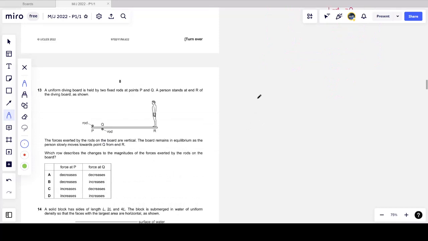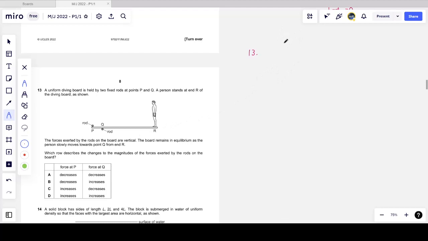The last few questions haven't been that long. It leads me to believe that they're setting us up for something more sinister. Question 13. A uniform diving board is held by 2 fixed rods at points P and Q. A person stands at R on the diving board as shown. Now, the forces exerted by the rods on the board are vertical. The board remains in equilibrium as the person moves slowly towards Q from R. Which row describes the changes to the magnitudes of the forces exerted by the rods on the board? Okay, so we're looking for the sinister question. I think we've found it.